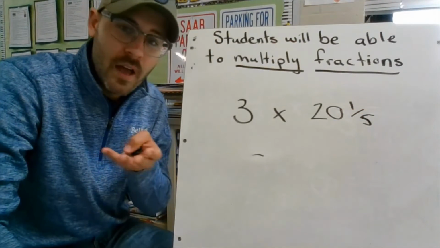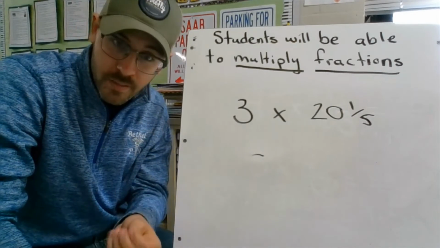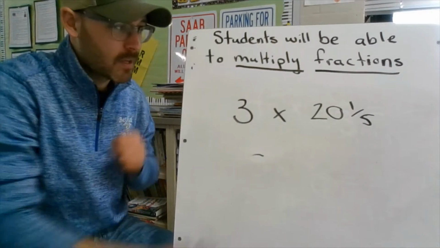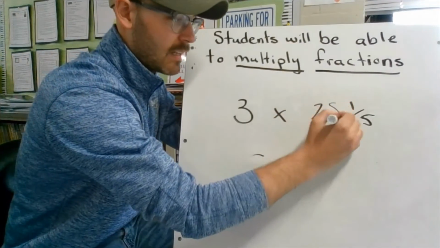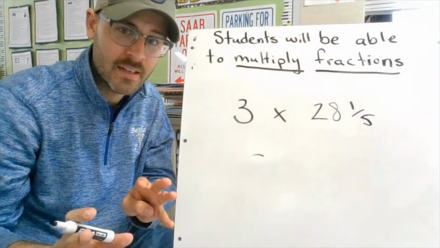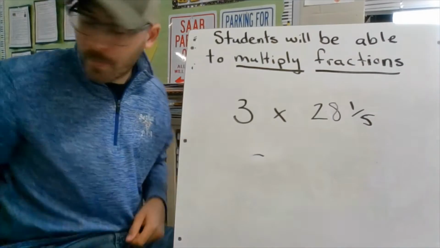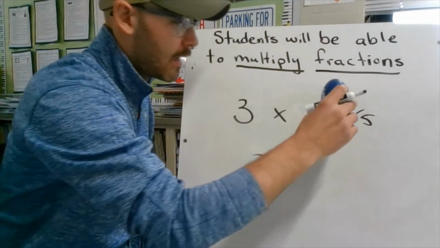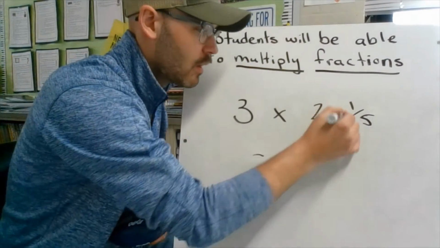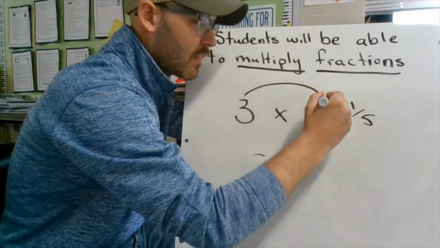I'm not going to add 20 plus 20 plus 20, then 1/5 plus 1/5 plus 1/5. That's going to take a lot of time, especially if this becomes a number like 28. I'm not going to go 28 plus 28 plus 28. I might make mistakes doing that. Granted, I could, but if I had a number like 3 times 20 and 1/5, I can simply take the whole number and break this apart.